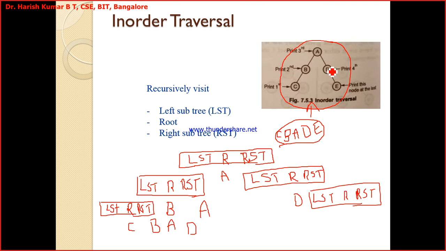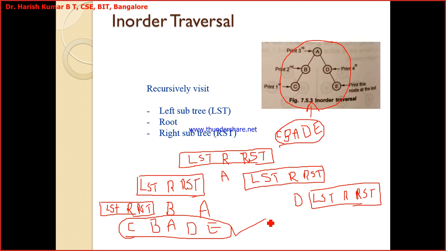What is the root node for the right side? There is no left subtree for D, correct? There is no left subtree for D, and there is only the right subtree. But what is the root node? E. I'll write it as E. And for E, again there is no left subtree and no right subtree. So this is the Inorder Traversal. What I wrote: CBADE, CBADE.